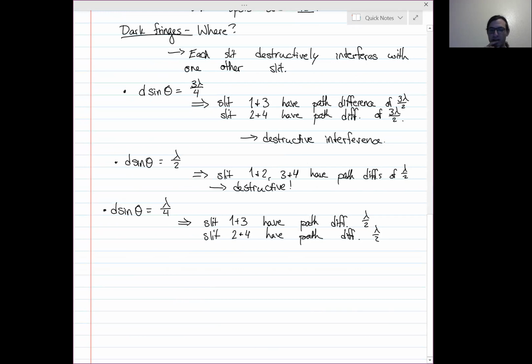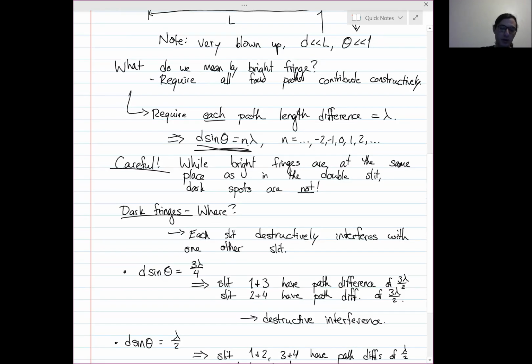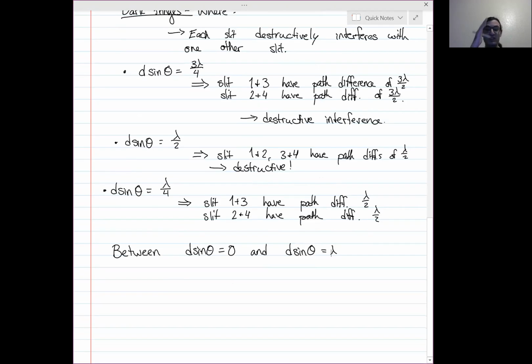So what am I trying to say? Let's look at the angles that lie between d sine theta equaling 0 and d sine theta equaling lambda. d sine theta equals lambda is the first bright spot, by the way, from this formula. So between the central bright spot, which occurs here, how many angles would correspond to dark spots?